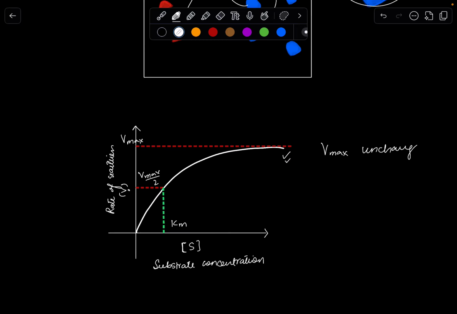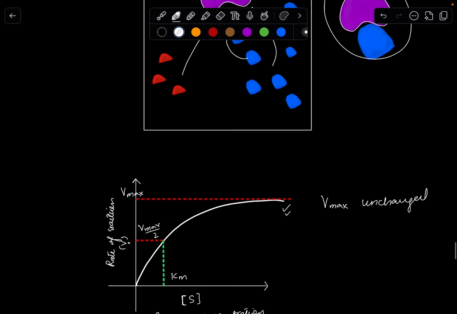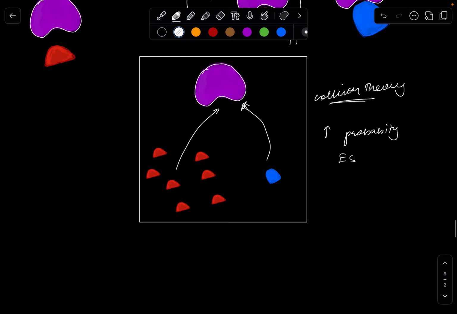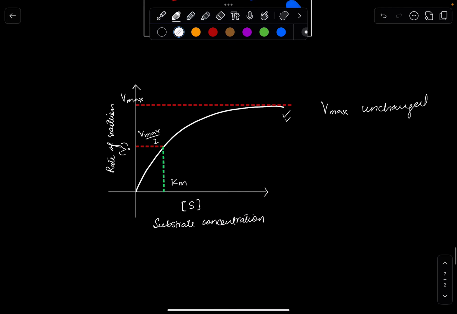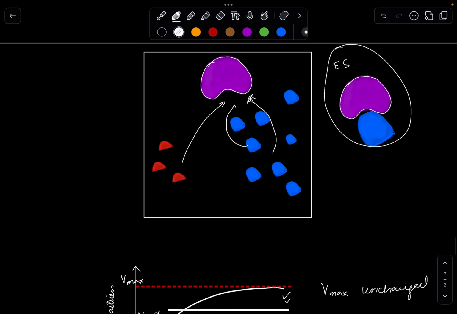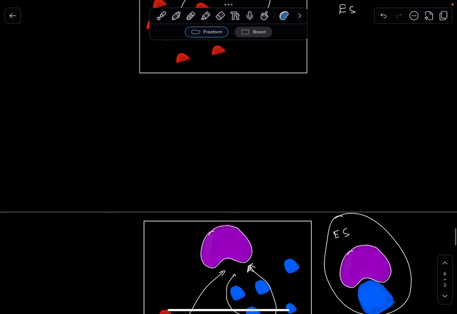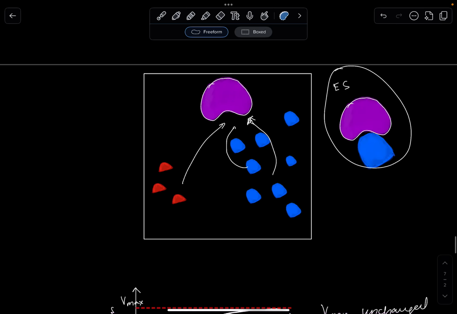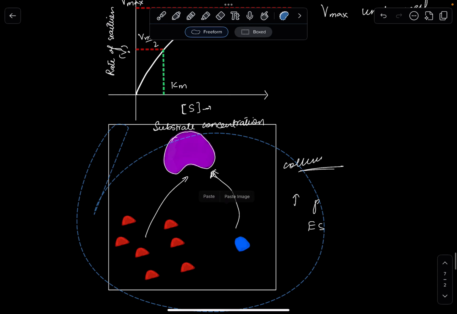Why is the Vmax unchanged? The reason the Vmax is unchanged is, regardless of what situation it's in, if I increase the substrate that I'm interested in, so if I increase the red to such a large amount, I'm going to copy this. I'm going to demonstrate this with the diagram.